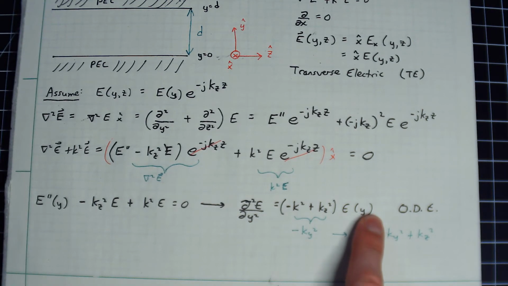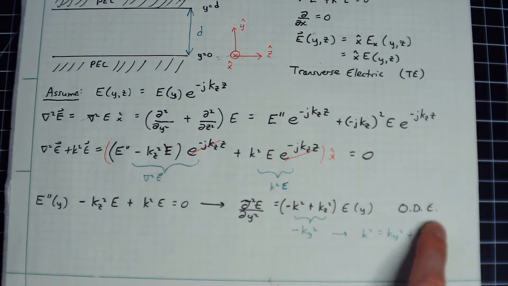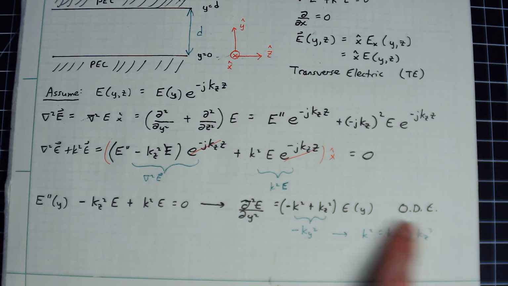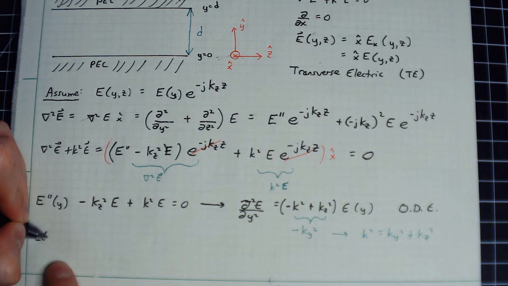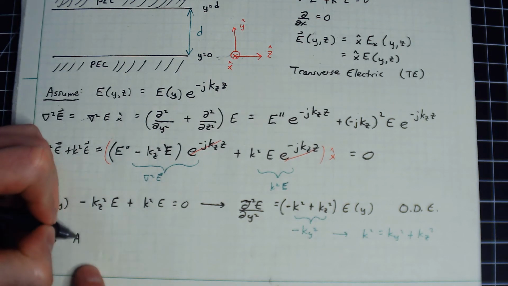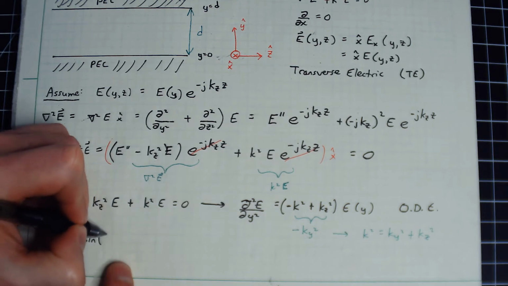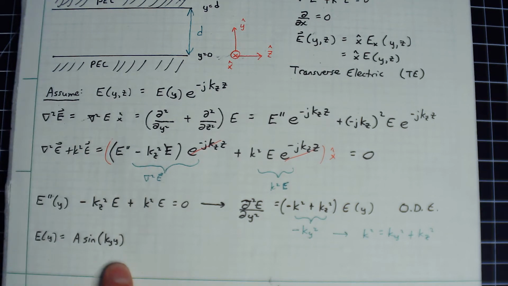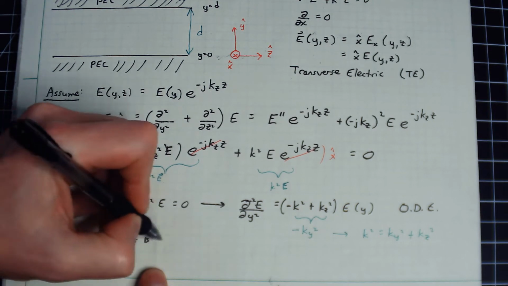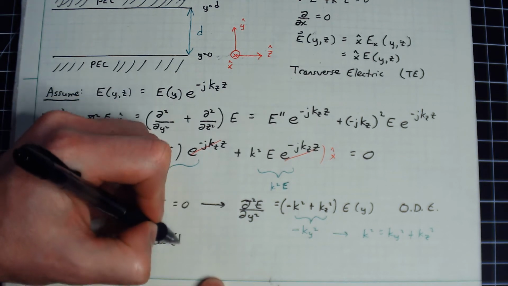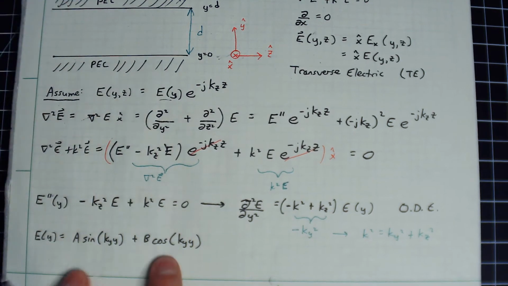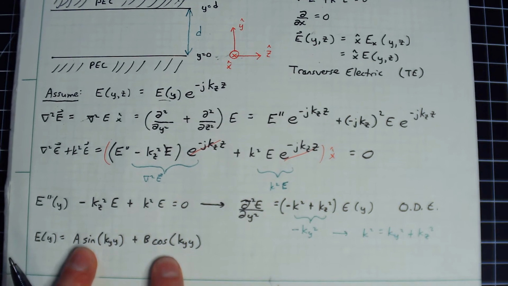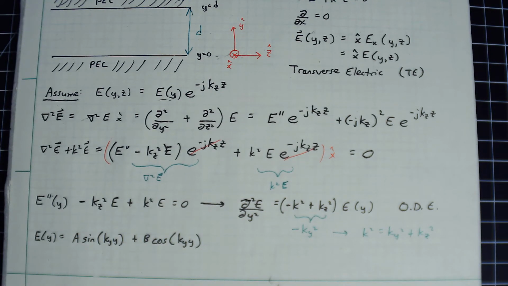So this is relatively easy to solve. It is an ordinary second order differential equation, and we get the following solution. It looks like the following. E of y is going to look something like this. A sine of k sub y, y, plus b cosine k sub y, y. So this my little y dependence here that we assumed up here has to satisfy this. The Helmholtz equation has told me that that's necessarily what it must be.